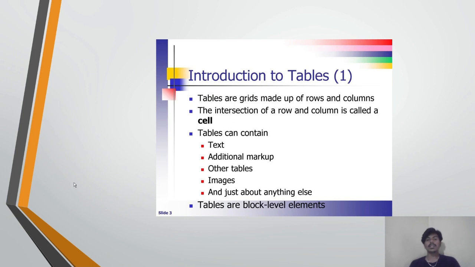Tables are grids that are made up of rows and columns. The intersection of a row and column is called a cell. Tables can contain text, additional markup, other tables, images, and just about anything else. Tables are block level elements.